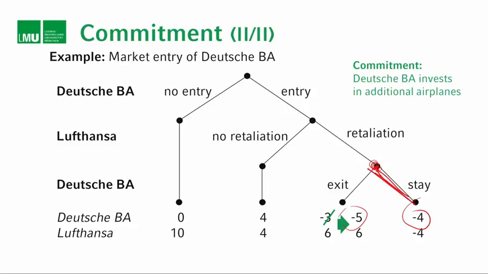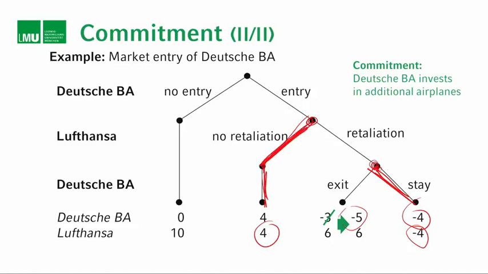What does that mean for Lufthansa? Given that if they retaliate, Deutsche BA are going to stay anyway, and Lufthansa would make profits of -4, it's now better for them not to retaliate and reap profits of 4. So the best strategy here is to not retaliate.